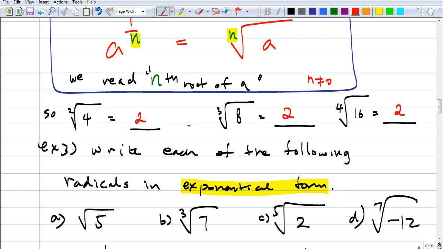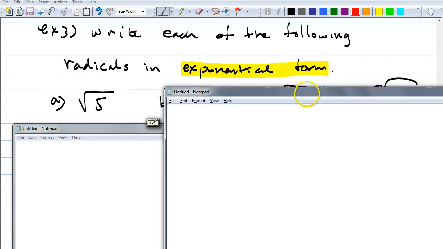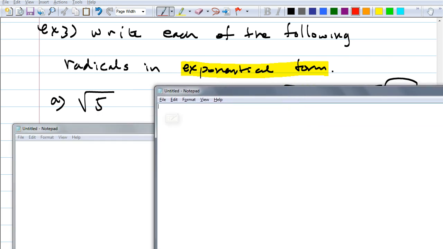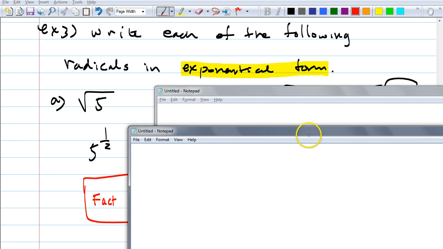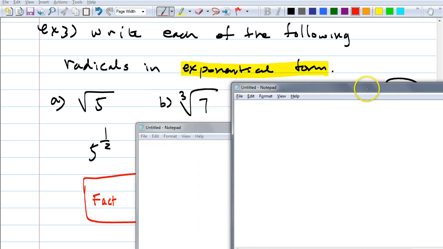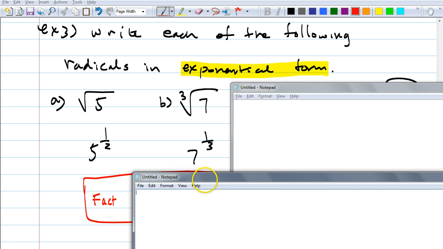I'll give you time. So let's do A together. So A, if I have square root of 5, does anybody know how to write this as an exponential form, meaning with an exponent? How about Caroline? 5 to the 1/2. Yeah, 5 to the 1/2. Right, guys? So how would you then do this one right here? It says cubic root of 7. Anybody know how to write that? Judy? 7 to the 1/3. Exactly right.